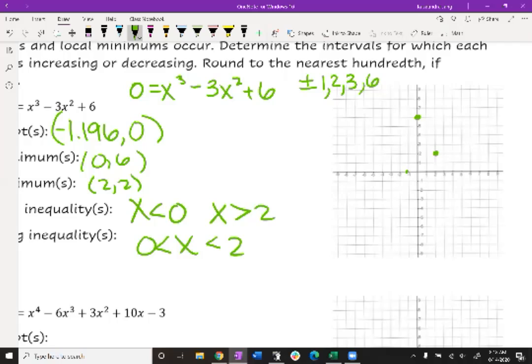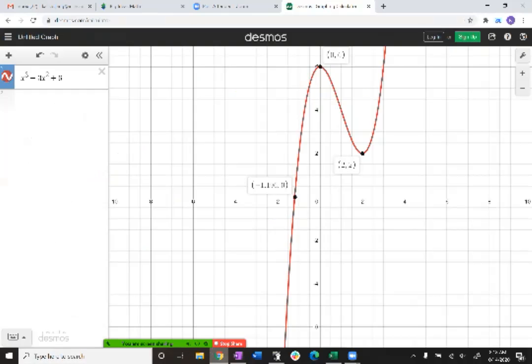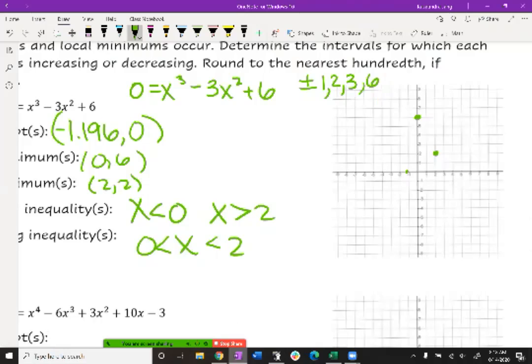All right. And then I'm going to connect these. Let's keep in mind that when it hit the 0, 6, that was a maximum. So it's going to bounce back down. And then when it hits the 2, 2, that's my minimum, it's going to bounce back up. All right, so I'm going through this point. Ooh, my goodness gracious. Okay, let's do it like this.